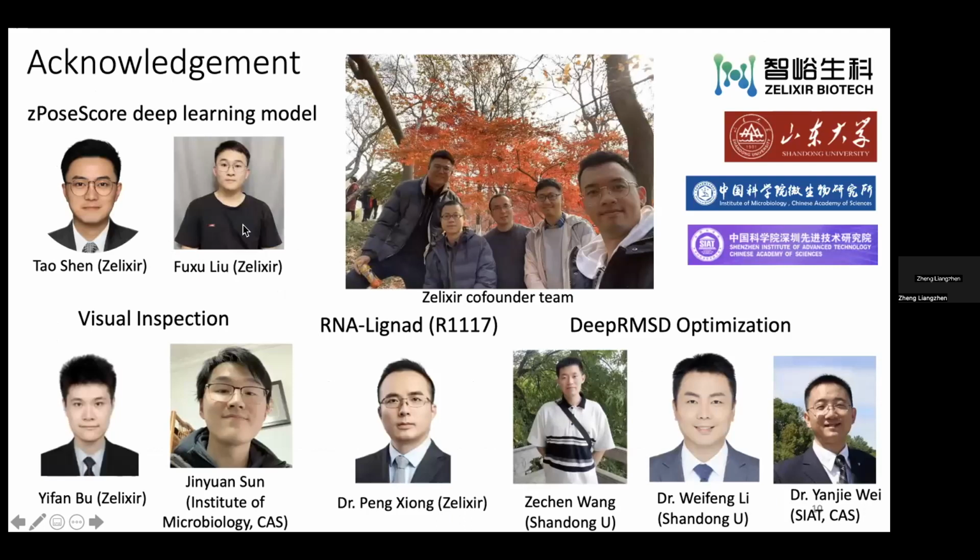And finally, I would like to thank many people in our team, like Shen Tao and Liu Fuxu, the 2 teammates. They built the deep learning methods for the ligand pose ranking. And for visual inspection, we have other experts like Bu Yifan and Sun Jinyuan. And for one of the RNA ligand binding complexes, Dr. Xiong Peng built the model for us. And for the optimization part, we have Wang Zecheng and Dr. Li Weifeng, Dr. Wei Yanjie. They developed a deep learning based optimization method. And I would also like to thank our co-founding team for the support.